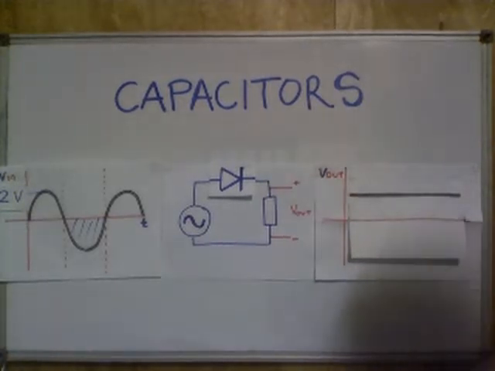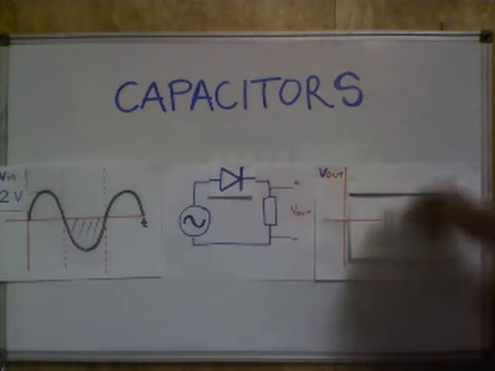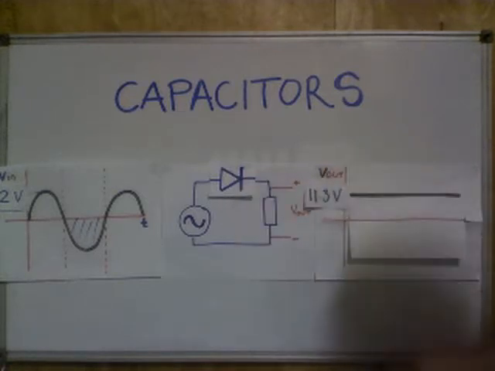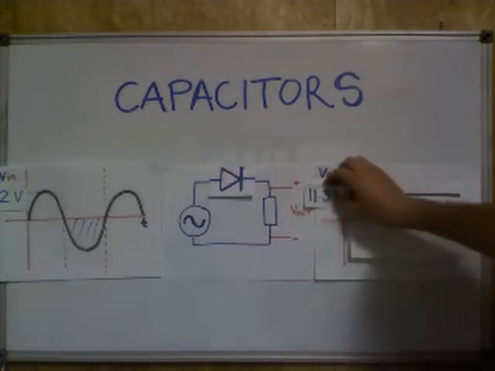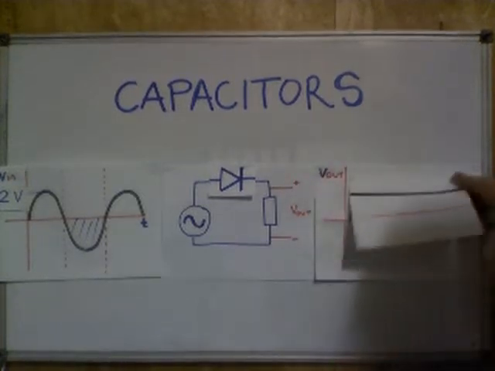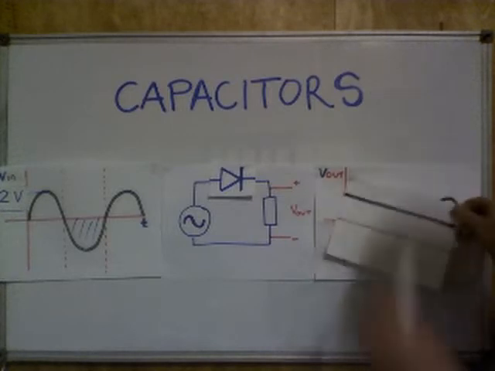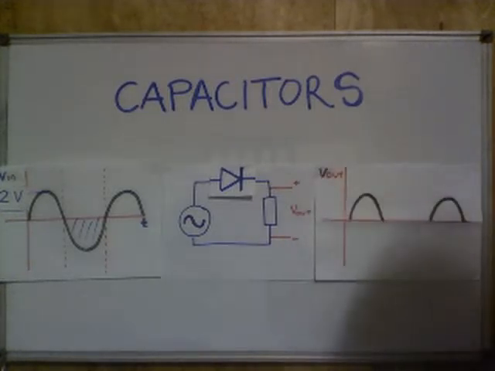Remember, if this is 12 volts over here and this is 0.7 volts forward bias voltage across this diode, we're going to have 11.3 volts left over at the output. Okay, remember there's always 0.7 volts lost across there. So let's look at this problem that we're faced with. We want to turn this alternating signal, or this varying signal here, into something that's constant. And how can we go about doing that?